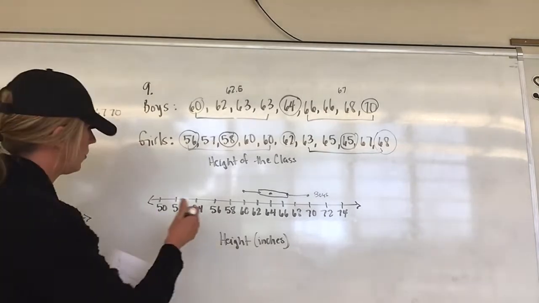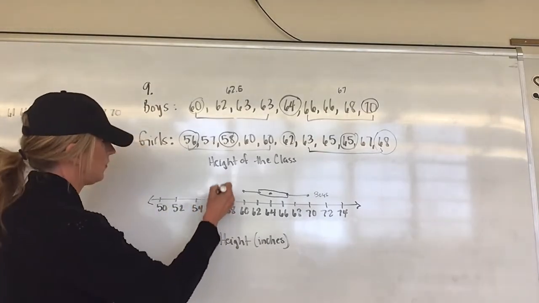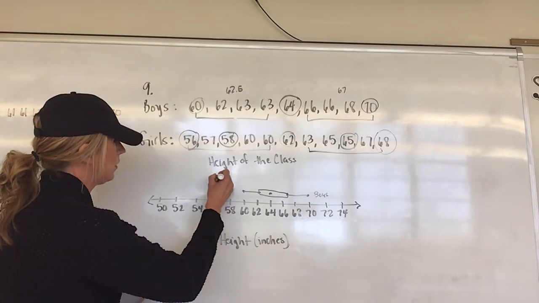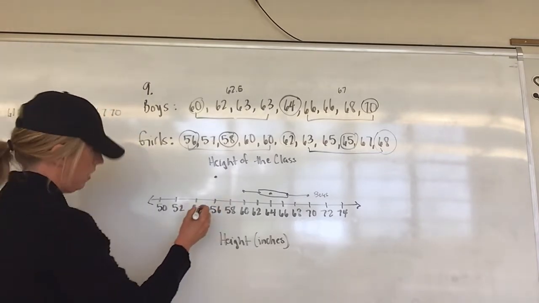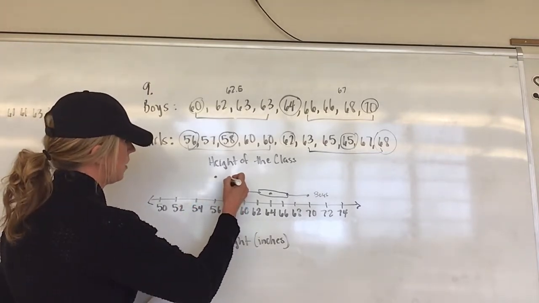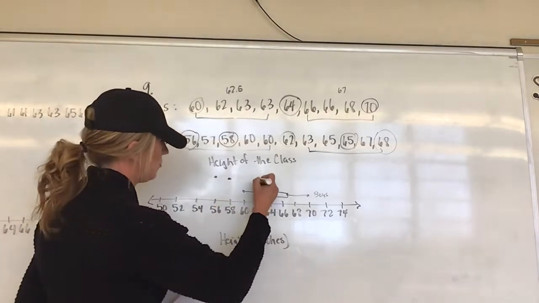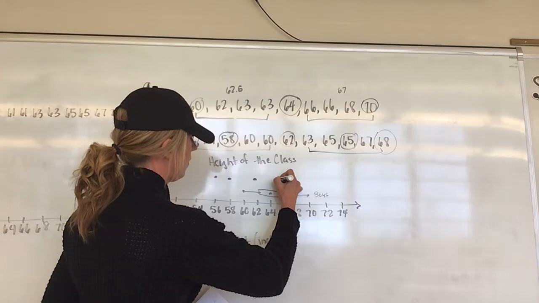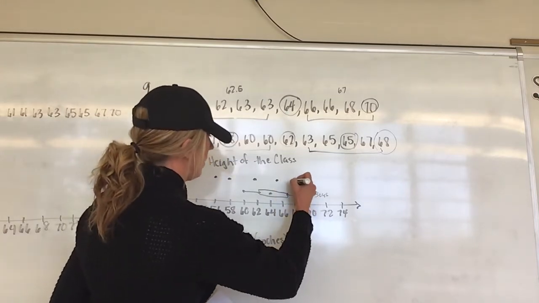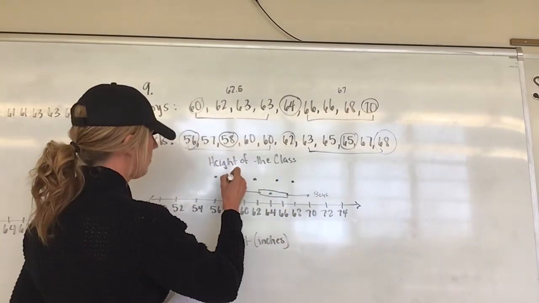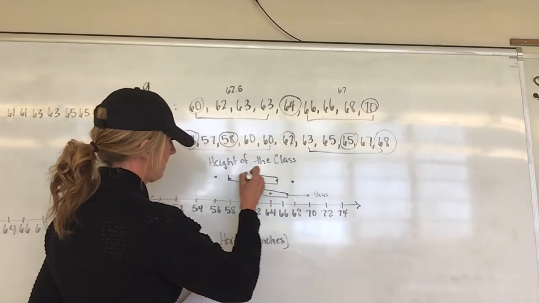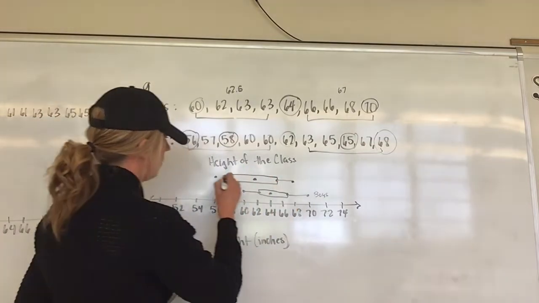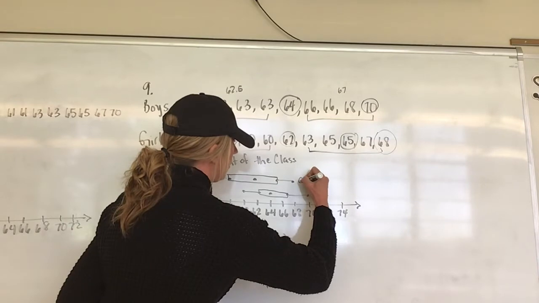Okay, now let's go with the girls here. So the girls start at 56, so we're going above the boys, so we'll just put a little higher. So we have 56, then we have a 58. Okay, then we have a 62. Then we have a 65. And then we have a 68. Okay, so then we'll box here. Whiskers. This is the girls.